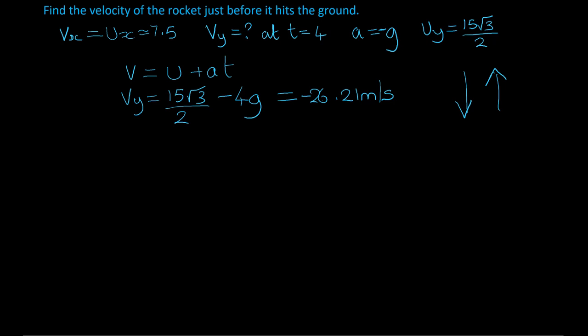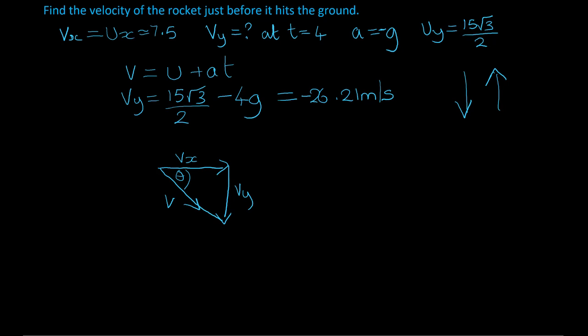What that is telling us is that this component is acting downwards. So now we need to resolve the two components together to get v itself. We've got vx acting this way and vy acting that way, and we're going to work out what v is. That involves not only the value of v, but also the angle, because it's a vector and we need to know its direction.